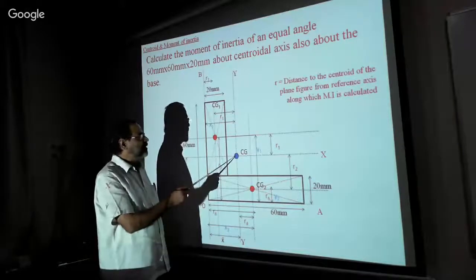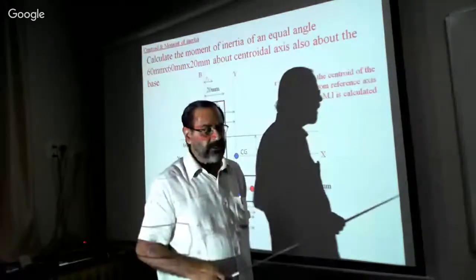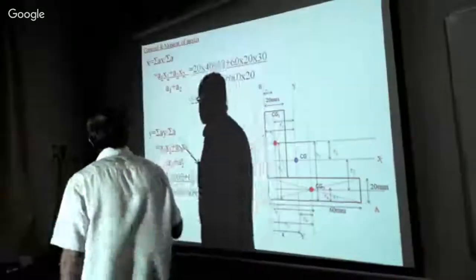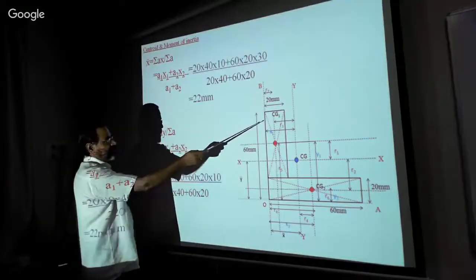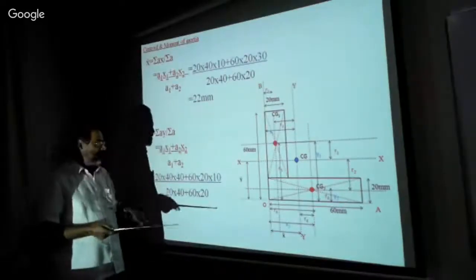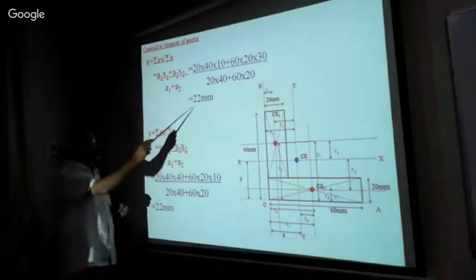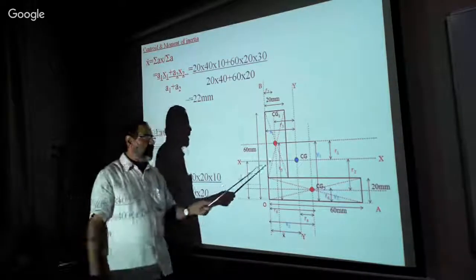Then to locate the centroid for the angle section, we have located it in a similar manner as previously. That is sigma A1 x1, area 1 x1, and area 2 x2. You use the previous approach, and in a similar way you calculate the moment, sorry, the centroid x bar and y bar.